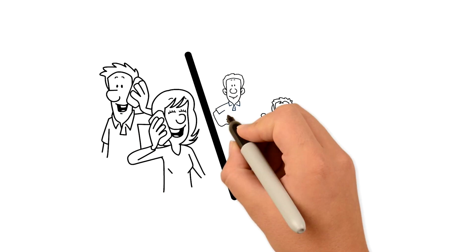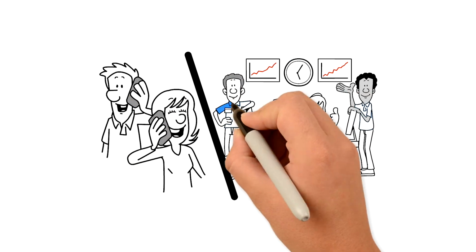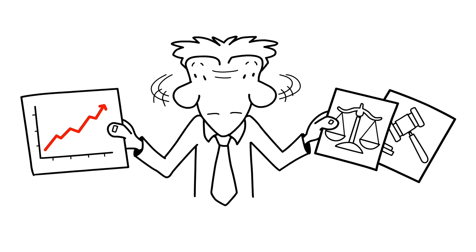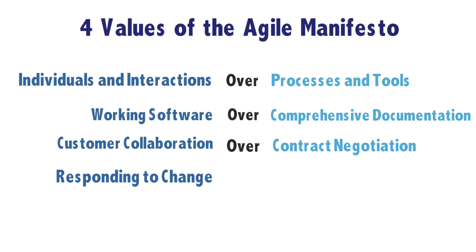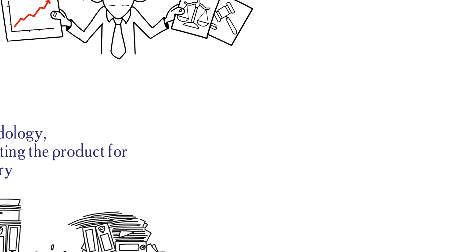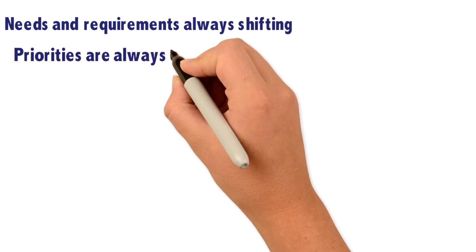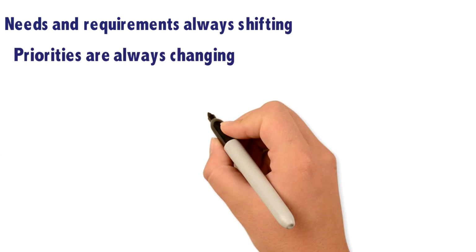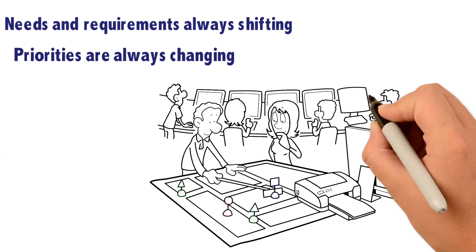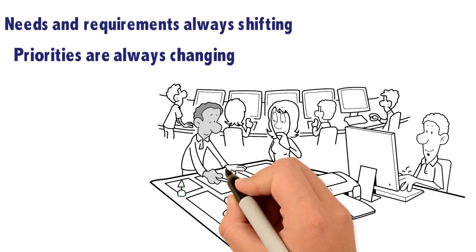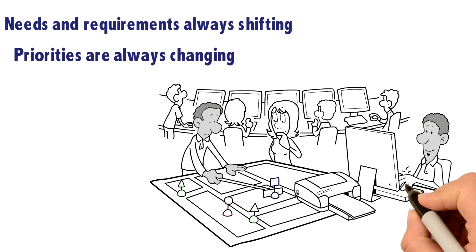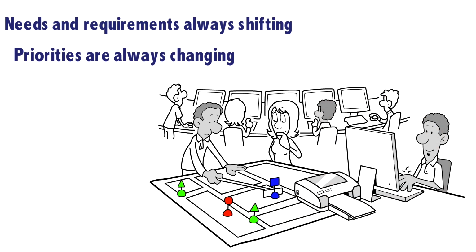Customer collaboration over contract negotiation. We want to seek a collaborative solution to issues that might arise during the product development, rather than to stick to a rigid contract. Responding to change over following a plan. Needs and requirements are always shifting, and priorities are always changing. That's why the Agile Manifesto suggests that a software team should have the ability to pivot and change directions whenever needed, and embrace a flexible roadmap versus a locked-in plan.